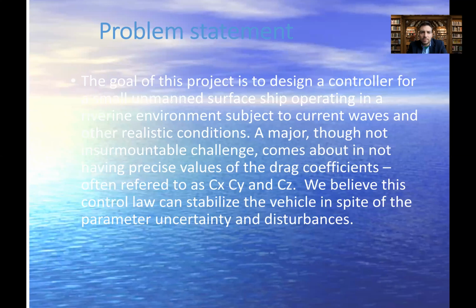The problem statement. This is actually a pretty good problem statement, and it's entirely appropriate for a written document, but it's not for a presentation. It's a lot to digest in a minute for the audience. There are just too many full sentences here, punctuation. There are even very, very pretentious subordinate clauses. A major, though not insurmountable challenge.